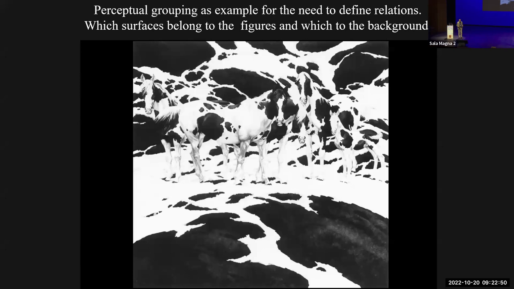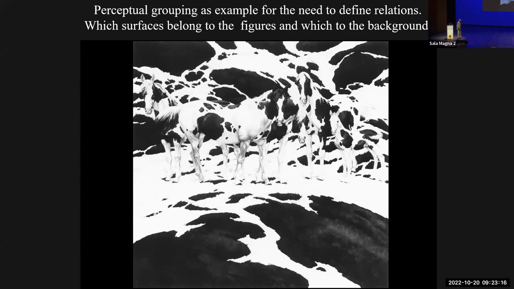So the problem that these cognitive systems have to solve is illustrated here. Here you have to make the right grouping of features. You have to connect this black surface to this white surface, but you shouldn't connect it to the black surface of the meadow over here. And if you do this correctly, you will, after a while, discover seven horses.